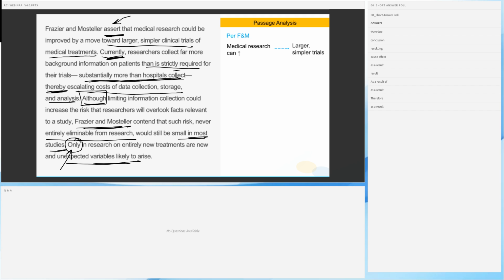So what's going on over here? There's a proposal as per F&M to say, hey, we can improve medical research if you go towards larger trials.